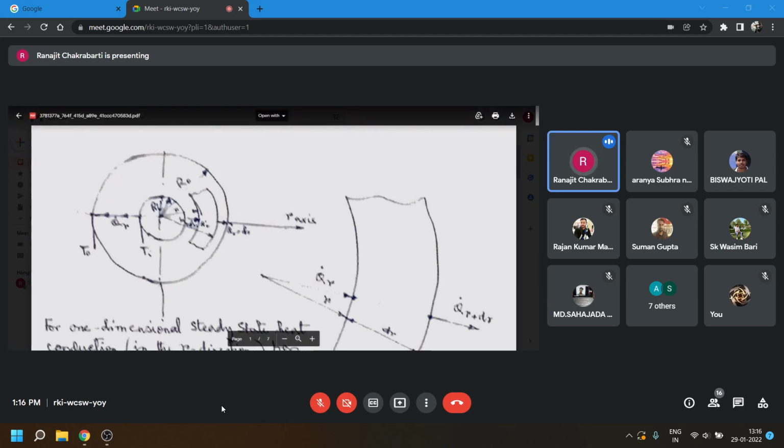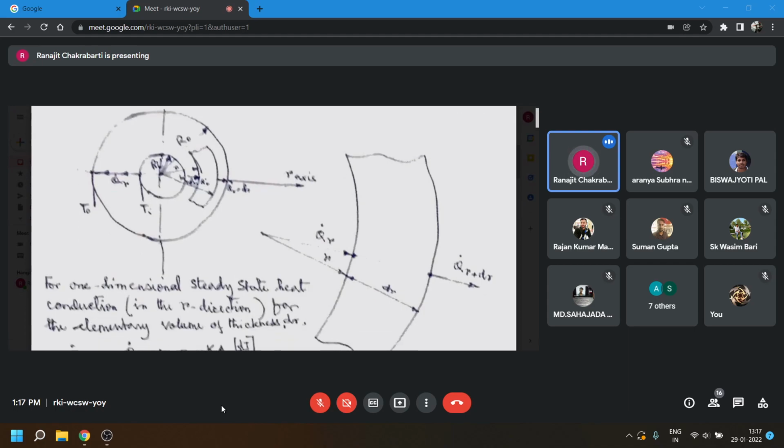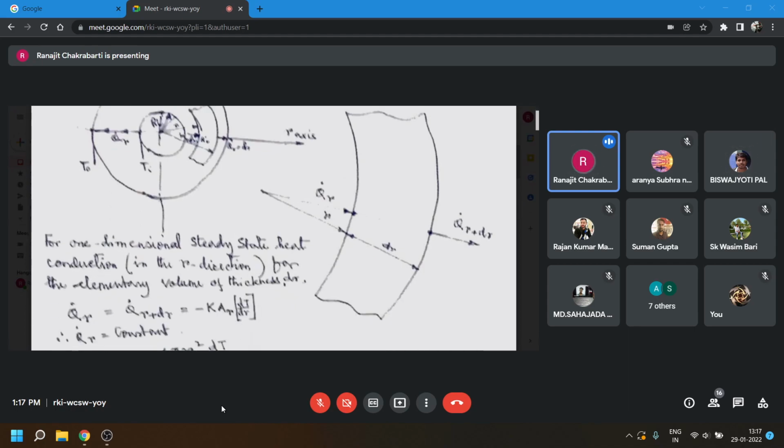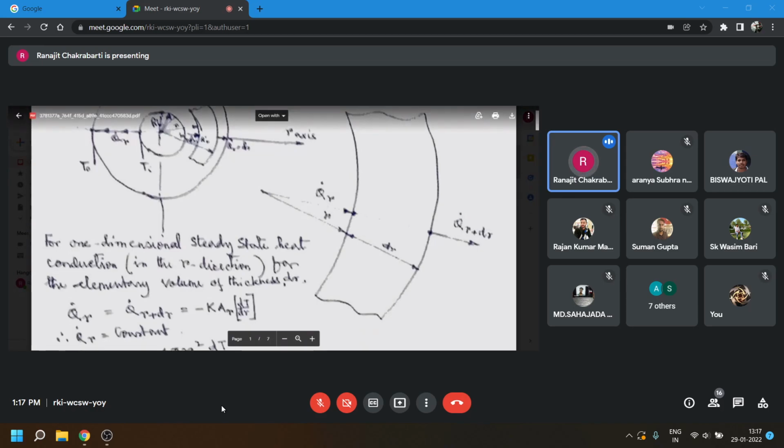You see, this is the inner shell, the inner diameter, and that is the outer diameter, and we consider an elementary spherical portion. You see, this is the elementary spherical portion, right? We consider an elementary sphere, and in that elementary sphere, we consider the steady state, steady flow, one-dimensional equation format. Basically, this is Fourier's equation.